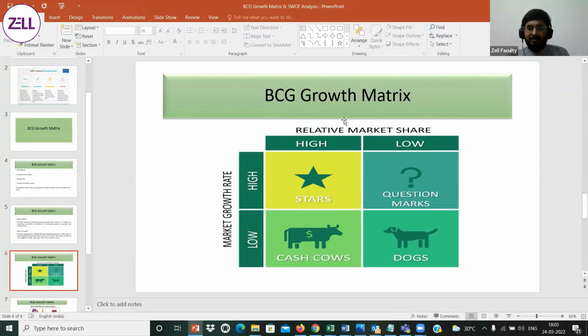Now I will come to the question marks later. Let's discuss dogs first. Dogs, what do they say? Dogs, they say we have a very low relative market share. There is no market growth. Now, this generally means the business is doing very badly and the product itself is doing very badly. What should we do with these products? We should sell them off. But can anyone tell me of a company which is still running a business or a product which is potentially in the dogs category?